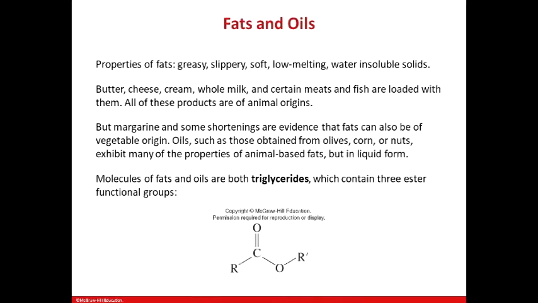So we have these fats here. So we have butter, cheese, cream, whole milk, more fats, and certain meats and fish are loaded with them. All these products are from animal origin. So there's animal origin, and the animal origin has the fats in them. Margarine and other shorteners are evidence that fats can also be from vegetable origin. Oils, such as those obtained from olive, corn, and nuts, exhibit many of the properties of animal-based fats, but in a liquid form. There is your difference between animal fat and vegetable fat.